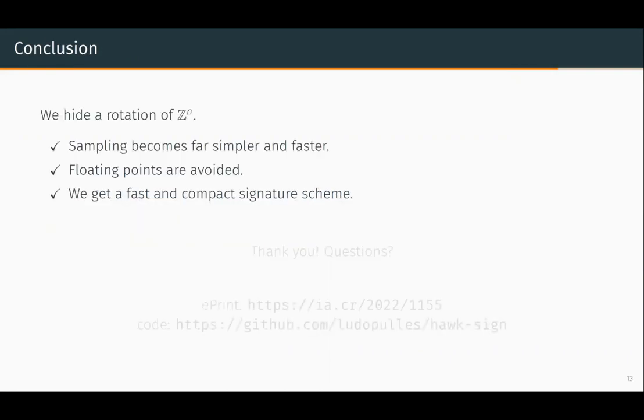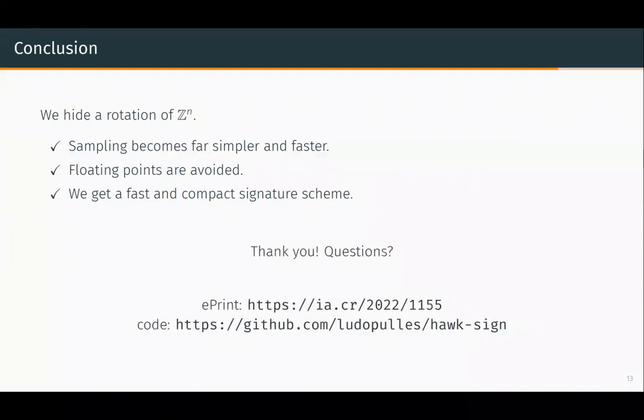So to wrap up, I've shown a signature scheme that hides a rotation of Z to the n, and on this lattice, the sampling becomes easier, and we don't have to work with any floating points. And that makes it fast and compact. That's it. Thanks.